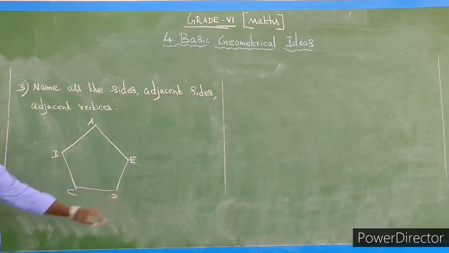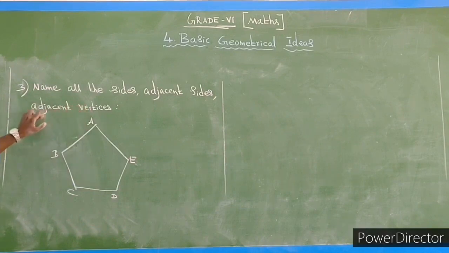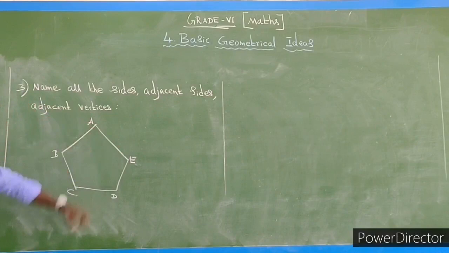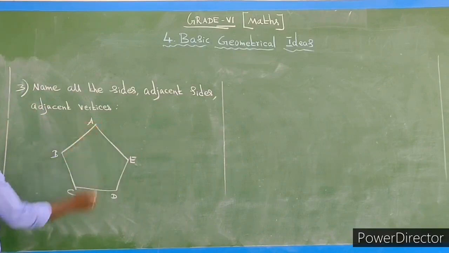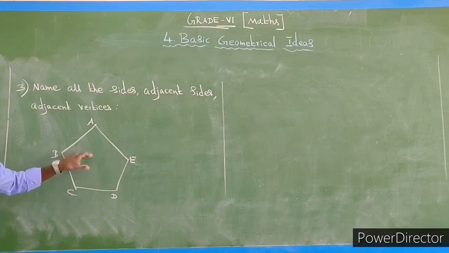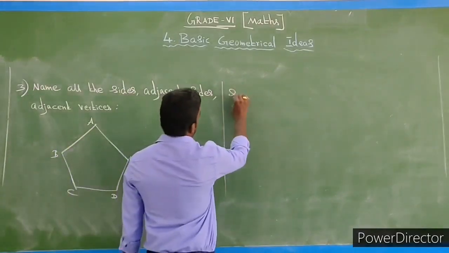So next one is that process. Name all the sides, adjacent sides and adjacent vertices. What are all the sides here? First of all, what is the name of this? This is a pentagon because it is a five-sided polygon. So what are the sides here?